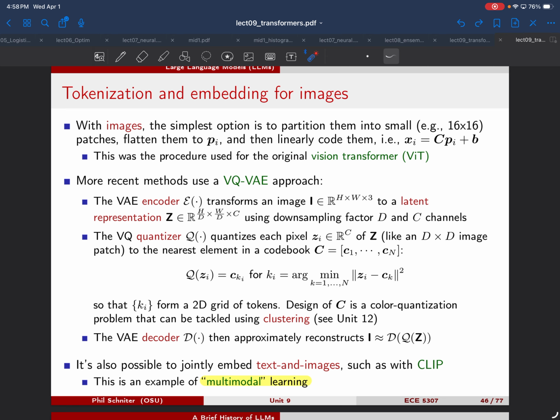Today's models can actually jointly embed these things. They have representations which are combined image and text, and maybe speech as well. Okay.